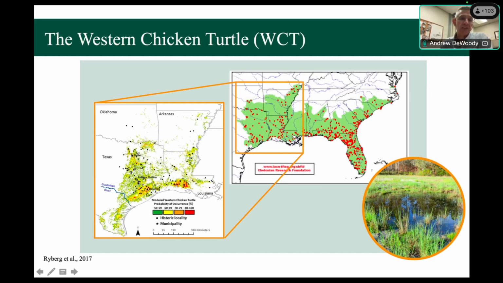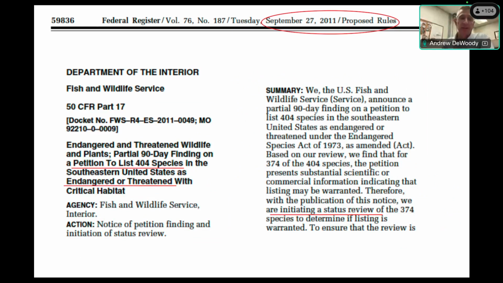All of our samples for this study come from Texas. We don't have any samples from Oklahoma, Arkansas, Louisiana, or down here in southern Missouri. And part of the reason we're interested in this is in 2011, the U.S. Fish and Wildlife Service published this partial 90-day finding on a petition to list a bunch of species in the southeastern U.S. as endangered or threatened. And so they said at this time they were initiating a status review of many different species, including the western chicken turtle.